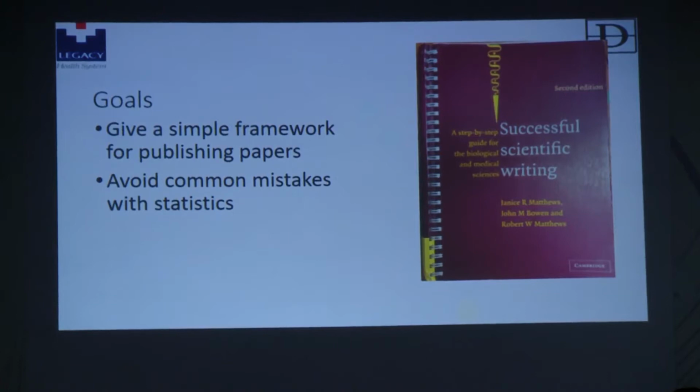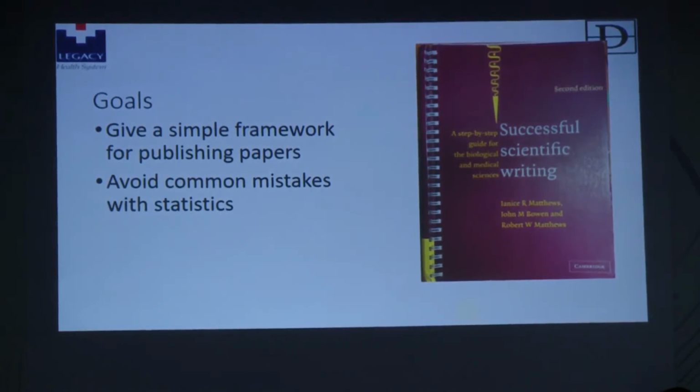So what I want to do is give a simple framework for publishing papers and avoid common mistakes with statistics. Now, this book is a book that I recommend. I have no financial interest in it. It's called Successful Scientific Writing. I didn't discover this book until about 5 years after I finished my residency, and I had already struggled through trying to write papers. This book really revolutionized how to do this, and it makes it so much easier for me to write my papers and get them published.